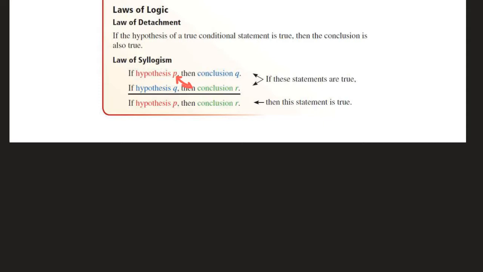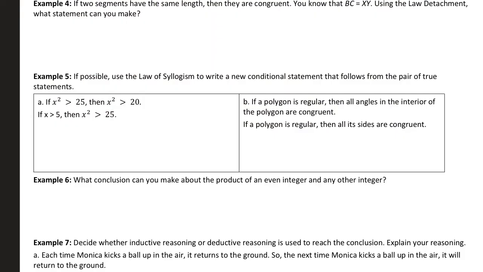So law of detachment basically uses one statement. A true conditional statement is true. If the hypothesis is true, then the conclusion is also true. Syllogism uses two statements, where I form an original if-then statement, and then I use the conclusion of that original statement to form a new if-then statement. If both of those are true, the original hypothesis implies the final conclusion.